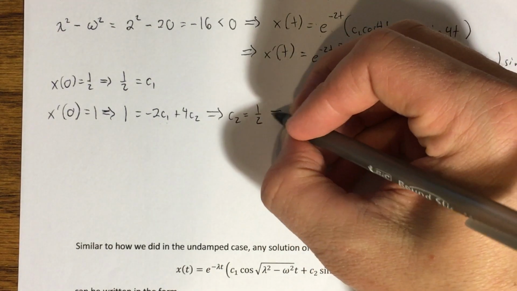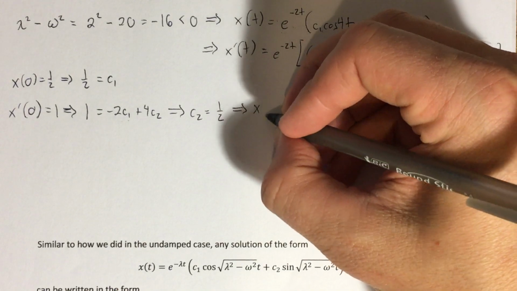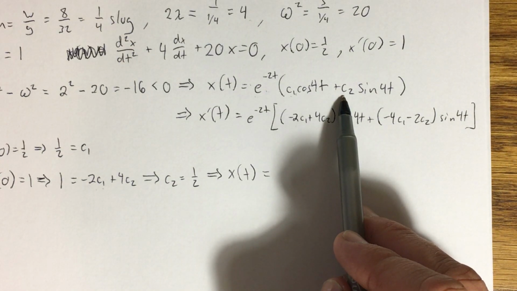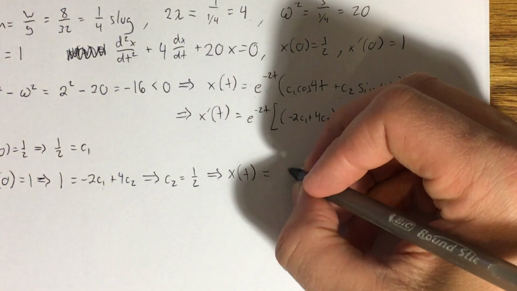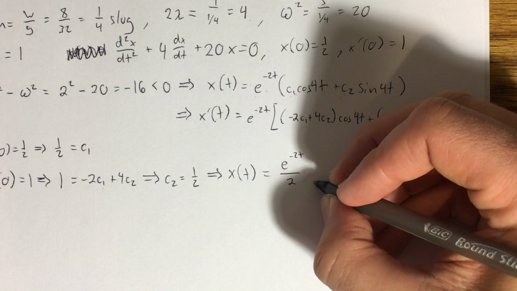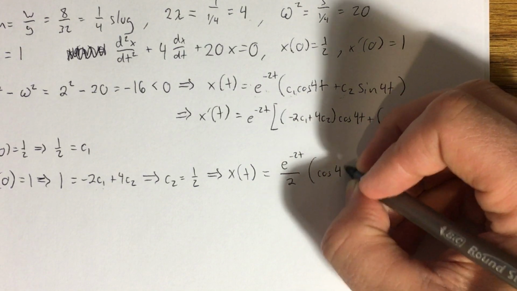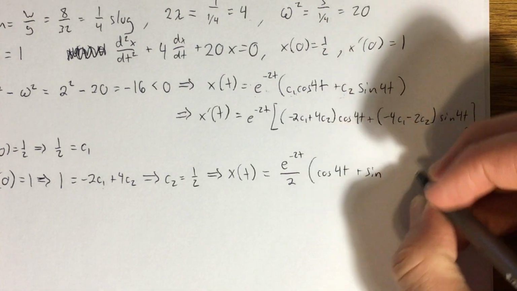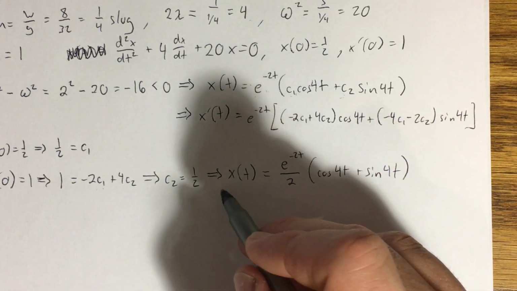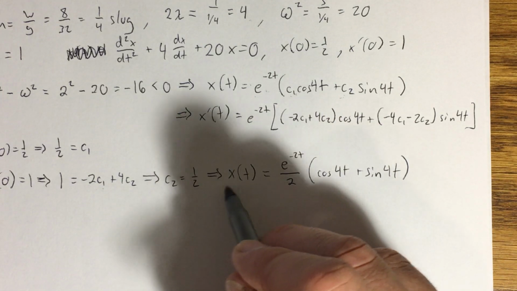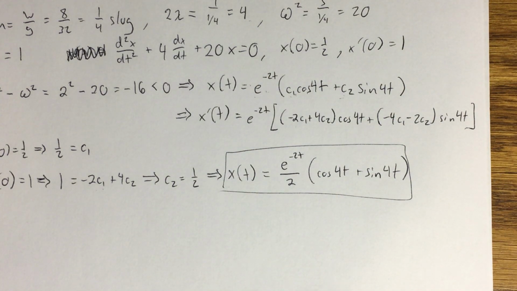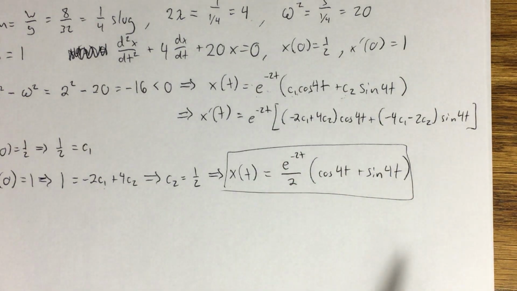Okay, so that tells me that my solution is x of t equals, now since c1 and c2 are both equal to 1/2, I can factor that 1/2 out and just call this e to the negative 2t over 2 times cosine of 4t plus sine of 4t. Okay, so that gives me my position, or my function.